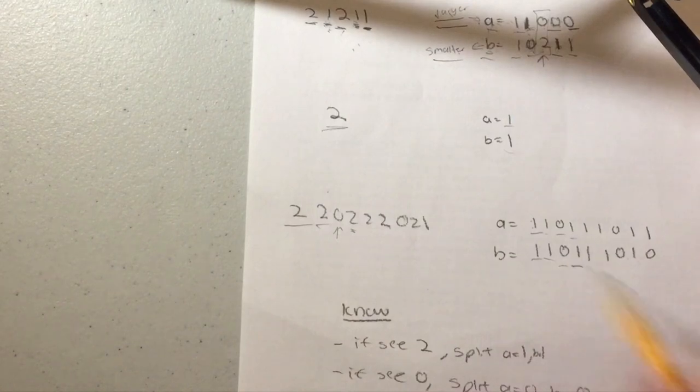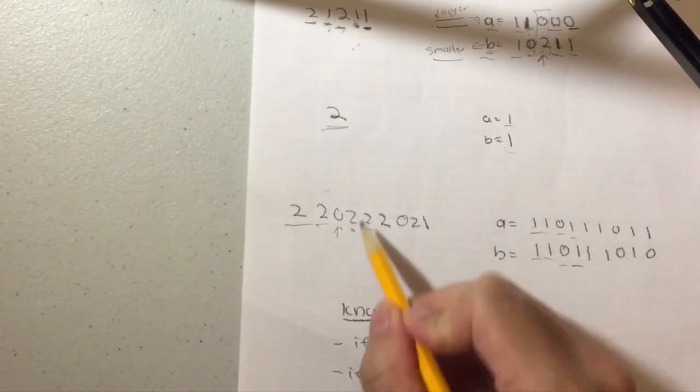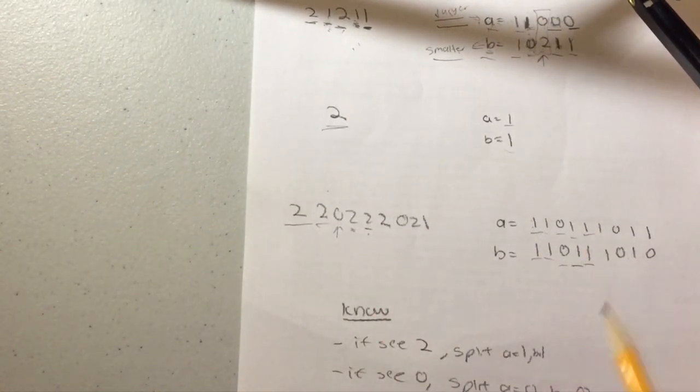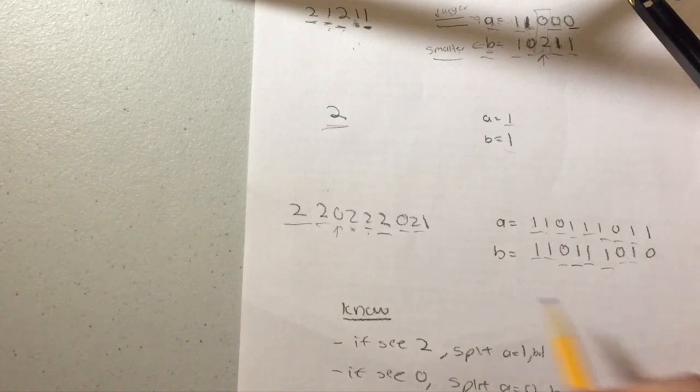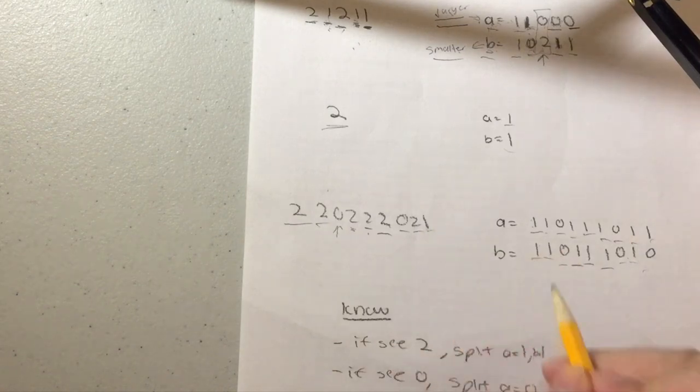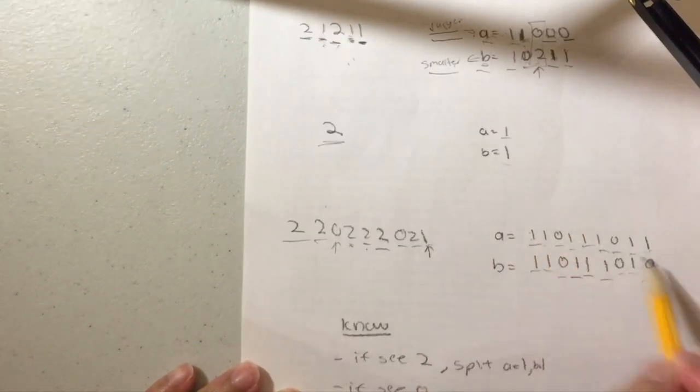2 becomes 1, 1 again. That makes sense. 2 becomes 1, the next one is 2. 2 becomes 1, 1. 2 becomes 1, 1. 0 becomes 0, 0. 2 becomes 1, 1. And then 1 becomes 1, 0. Well, this seems exactly what we saw already. So this further solidifies what we saw. So we saw that 1 splits between 1 and 0.